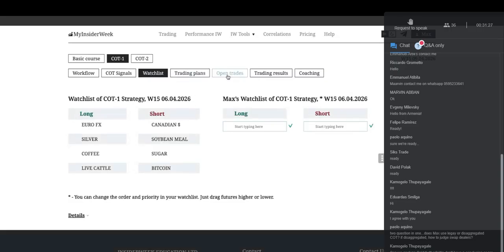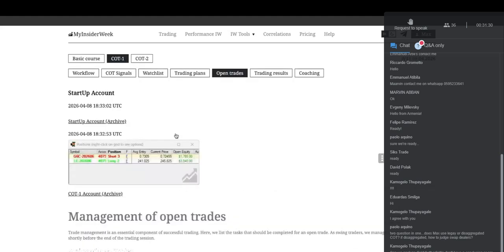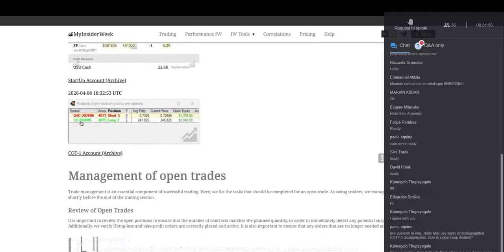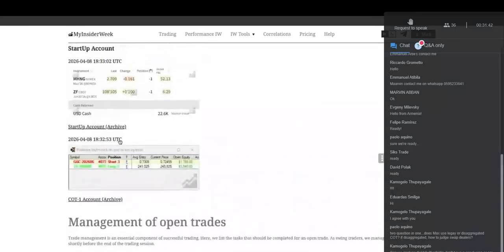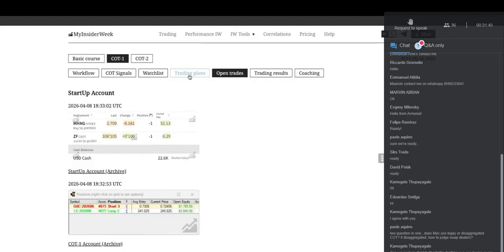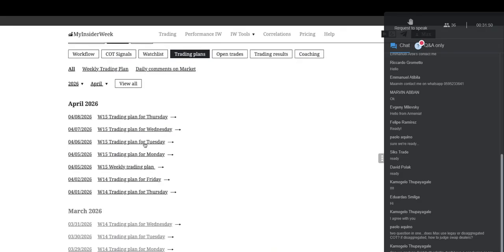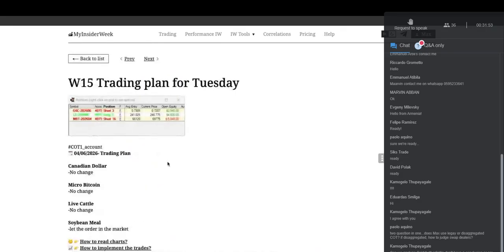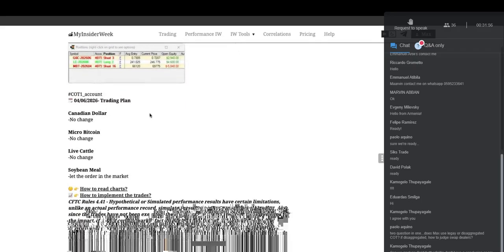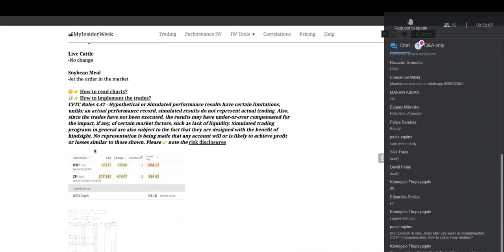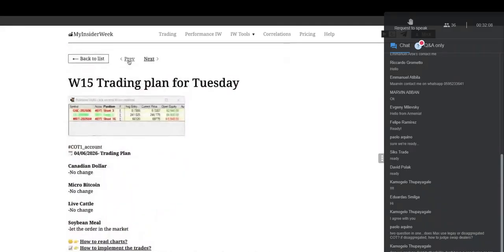So here you can see my open trades. Currently I have open trades here in Canadian dollar and in live cattle. And I also post in my community every day a daily trading plan for members of my trading community, what I do on my trading account. For example, here you can see I post my open positions. So I update my open trades, no change, or I move my stop loss. Then I also show new trades, for example.